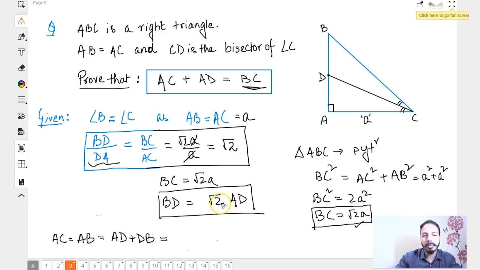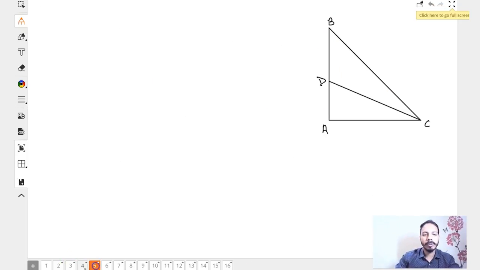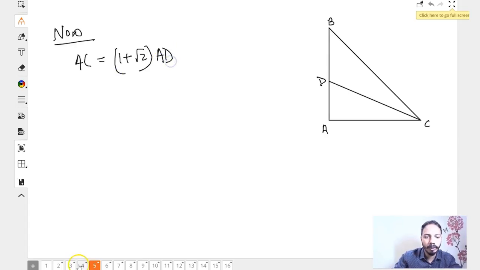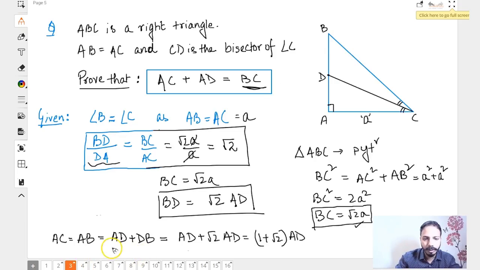Right? So BD can be written as root 2 times of AD. So I can write this as AD plus root 2 times of AD. So this makes it 1 plus root 2 times of AD. So now if I go to the next page, in this I can say that AC is equal to 1 plus root 2 times of AD. This is what we have found out here, right? AC is 1 plus root 2 times of AD.